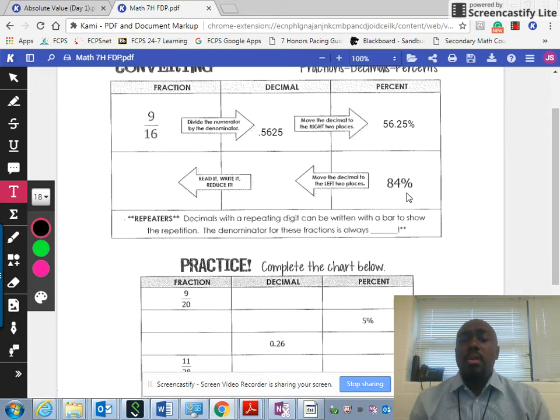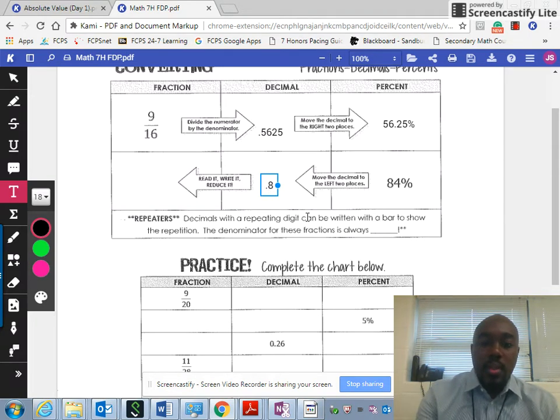Okay, so now we're going to go the other direction. Now we're going from percent all the way to fraction. So we have 84%. If we're going from decimal to percent, we move our decimal 2 places to the right. So now we're going to do the opposite. When we're going from percent to decimal, we're always going to move the decimal 2 places to the left. So right now, 84%, the decimal is right here. We're going to move it 1, 2. So the decimal form of 84% would be 0.84.